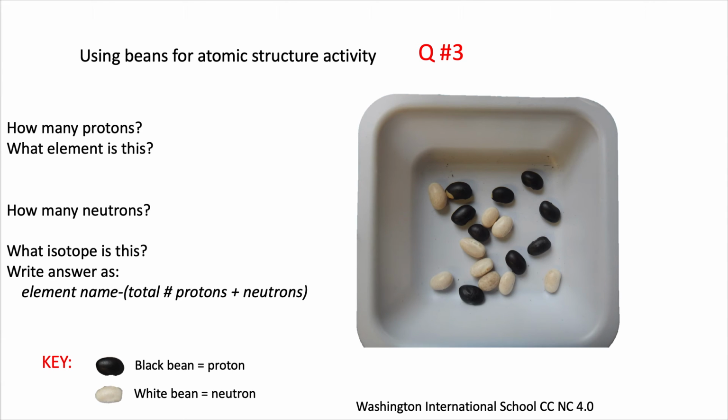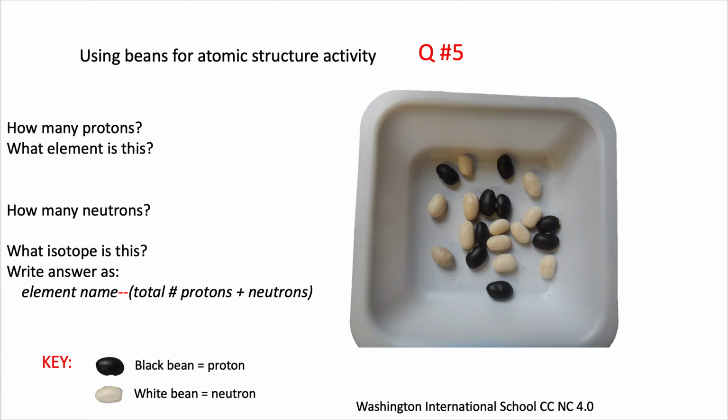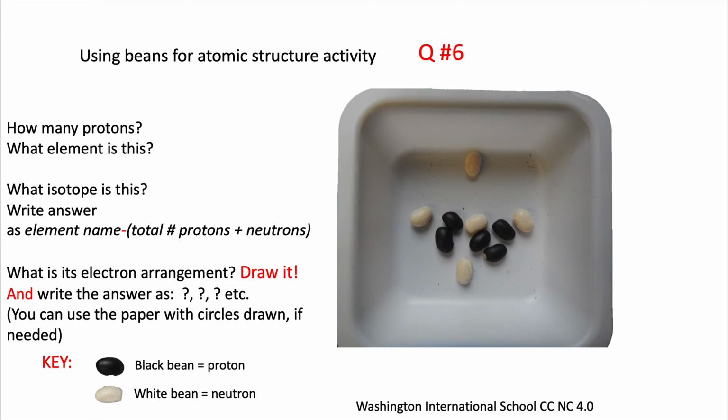And question 3 is similar, so pause to complete that one. And indeed, question 5. And then we've got question 6, where we're asking you what isotope it is and to add its electron arrangement. And you could use the paper with the circles and do it with rice if you need to.